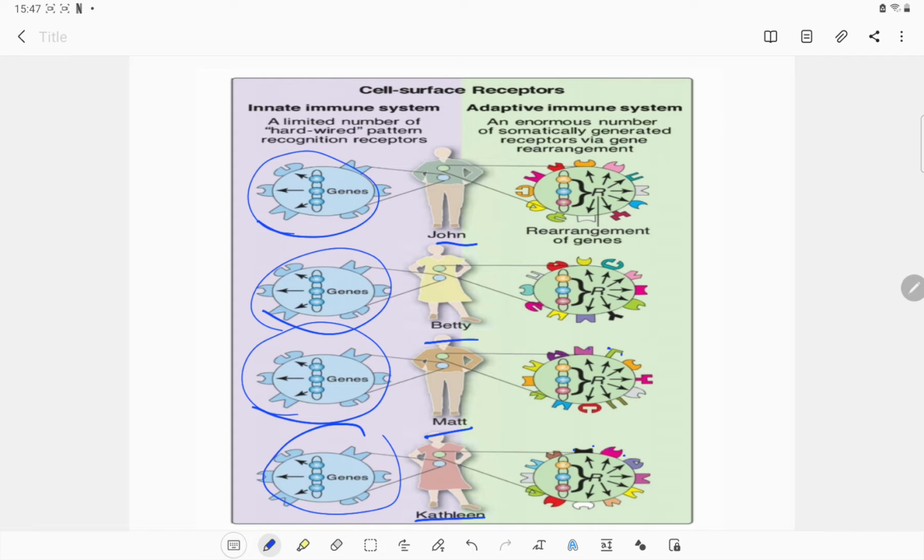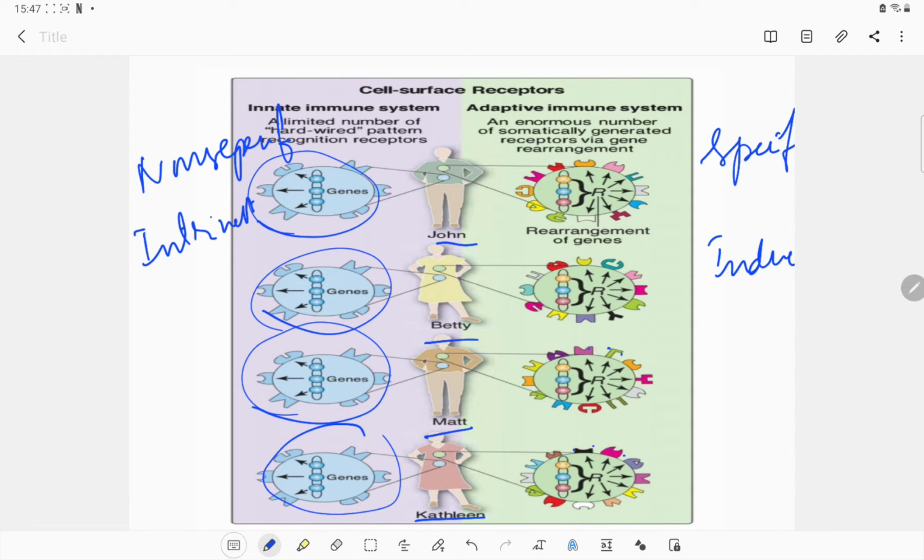So that denotes the innate immune system is very non-specific. It just goes and attacks. The adaptive immune system is very much specific. The innate immune system is present intrinsically, which is hardwired. As soon as the invader comes in, it goes and attacks, whereas the adaptive immune system is inducible. The innate immune system doesn't create a memory, whereas the adaptive immune system creates a memory.